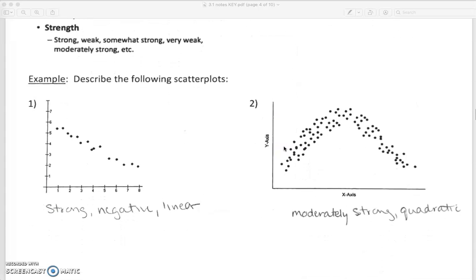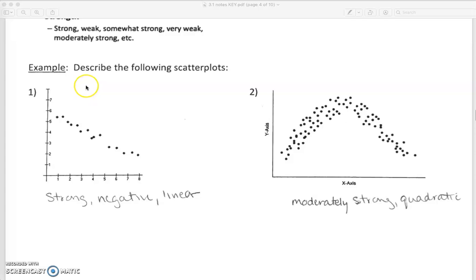So if we look at these examples here, for this scatter plot, I would definitely say it's linear. It's a pretty strong pattern too. In other words, the points are very close to a straight line. The more they fit that actual pattern, the stronger it is. And then I would say it's negative because we definitely see it as a decreasing pattern.